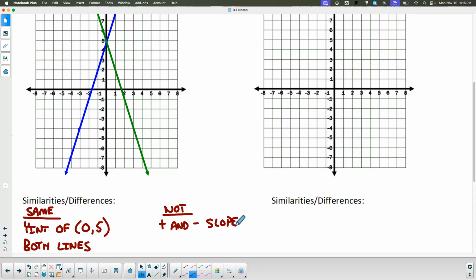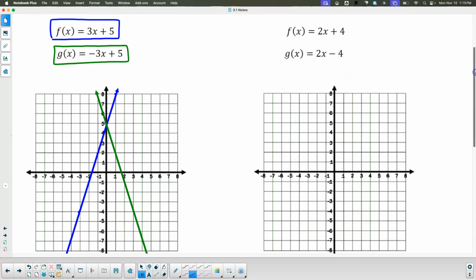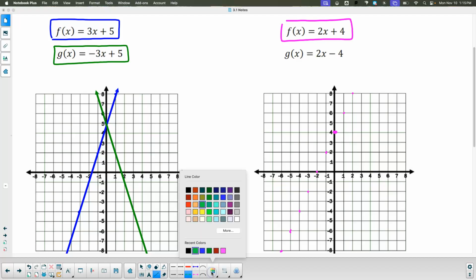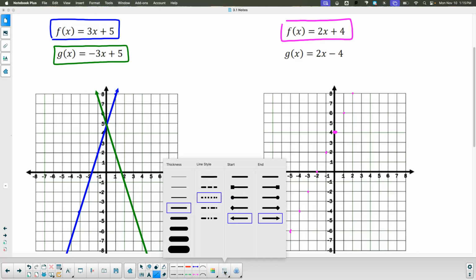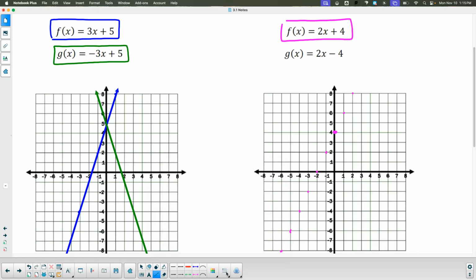Second one. Let's go pink. So that's got a y-intercept of 4 and a slope of 2. So that means I'm going to go up 2, right 1, up 2, right 1, down 2, left 1, down 2, left 1, down 2, left 1, down 2, left 1. And then we'll go purpley purple.